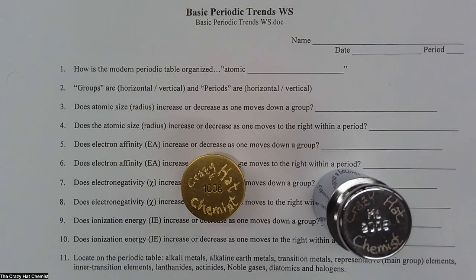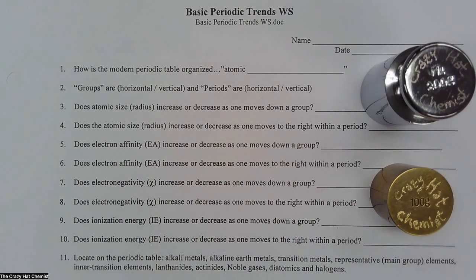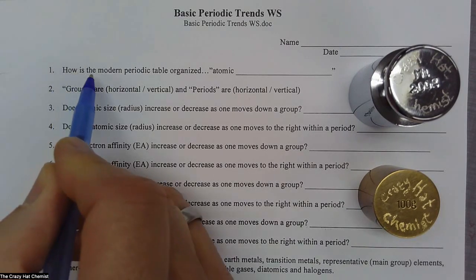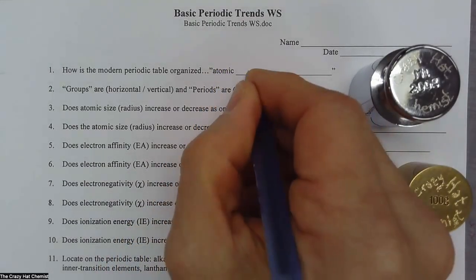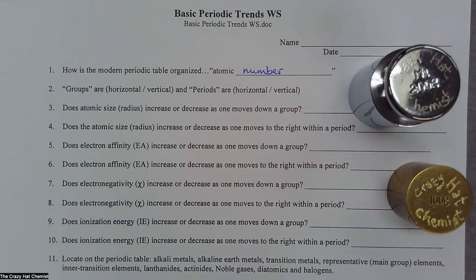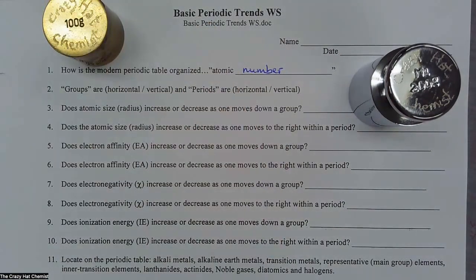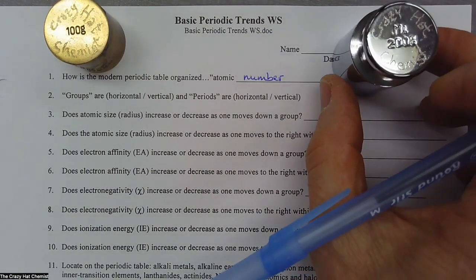You're probably going to need a periodic table at hand, and that would be very important. So let's get some problems done for this periodic trends basics worksheet. Number one, how is the modern periodic table organized? Atomic number. By the way, Dmitri Mendeleev organized his periodic table according to atomic mass, and currently our periodic table is organized according to atomic number.